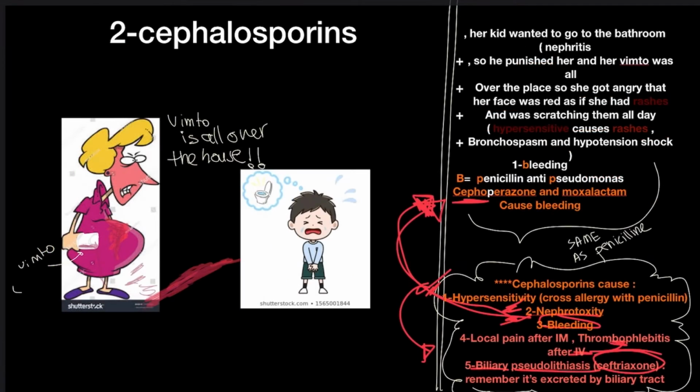About cephalosporins, some of the adverse effects are like those of penicillins, like hypersensitivity, nephrotoxicity, and bleeding. Talking about bleeding, remember when we said that penicillins which are antipseudomonal cause bleeding? Well, cefoperazone, which is also antipseudomonal, causes bleeding. Then we know that cephalosporins can be taken intramuscularly, so they might cause pain, or intravenously, which may cause some problems. Ceftriaxone is excreted in the bile, so it might cause biliary sludge.